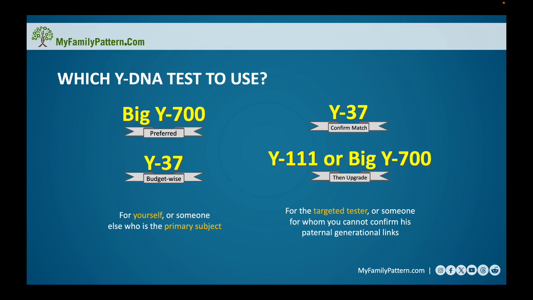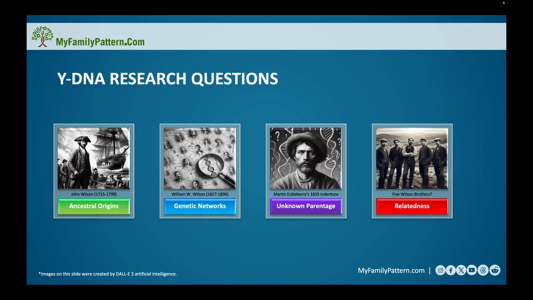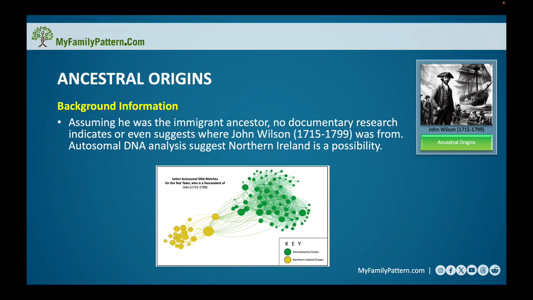So with that in mind, let's jump into a couple of case studies that I have about how you can use Y-DNA to answer your research questions. The one in particular that I'd like to start with is related to my own research. I wanted to find out where my Wilson ancestor was from. He was born about 1715, immigrated to outside of Philadelphia, and I believe he is the immigrant ancestor.